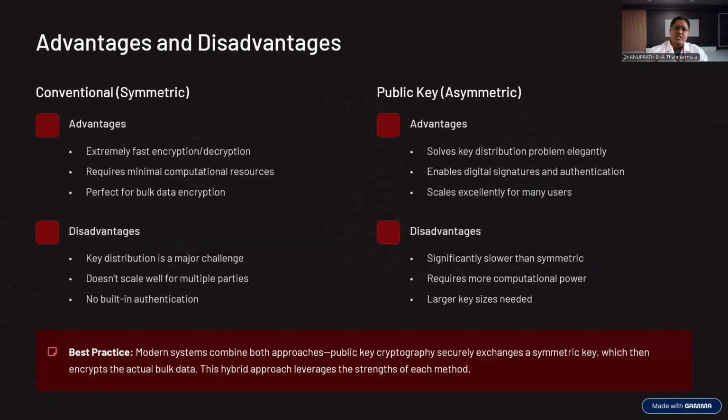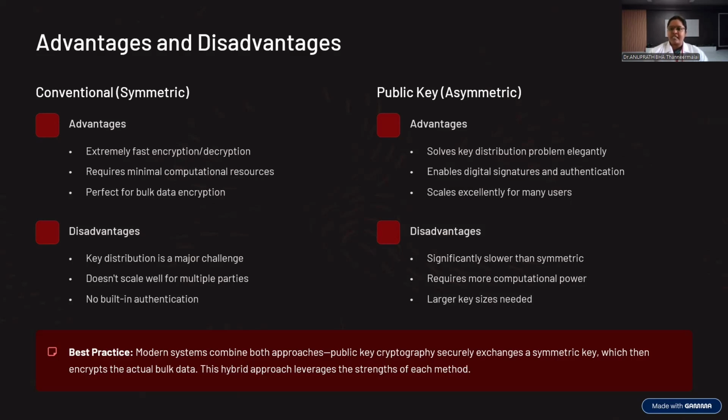So what are the advantages of both conventional, which is otherwise called symmetric key encryption, and public key, which is otherwise called asymmetric key encryption? So first we will see the advantages and disadvantages of conventional, that is symmetric key encryption. Advantages are extremely fast encryption and decryption, requires minimal computational resources, perfect for bulk data encryption. Disadvantages are key distribution is a main problem here, doesn't scale well for multiple parties, and no built-in authentication.